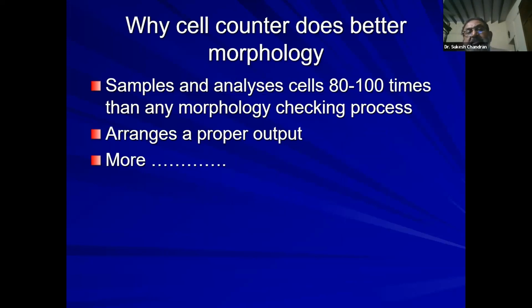Because I trust the cell counter. Now, why does the cell counter do better than morphology? Because the analysis of cells is 80 to 100 times more than any morphology checking process. 30,000 red cells. How many red cells do we count in the red cell count on the peripheral smear? Nowhere close to 30,000. And at the end of it, it arranges a proper output, a good histogram, and also many values, and much more.